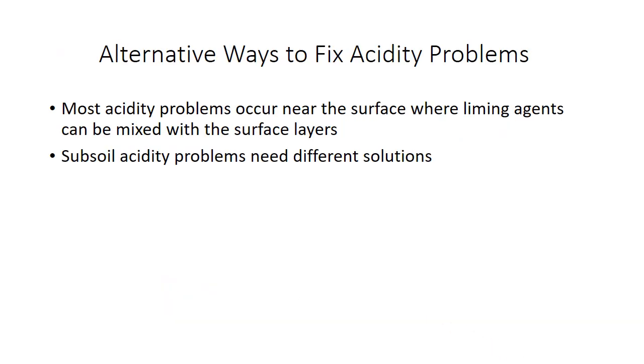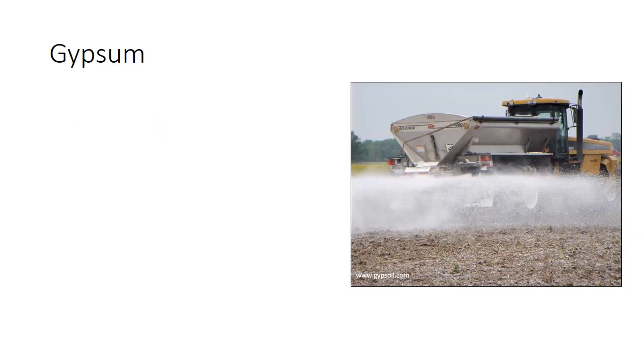There are also alternatives to fixing acidity problems with soils. Most acidity occurs near the surface where liming reagents can be mixed, but we can also have issues in some parts of the country with soil acidity problems that are deeper. And so that can cause some issues, and it's more difficult to get lime that deep in the profile to neutralize that acidity. So one product that's used for that is gypsum.